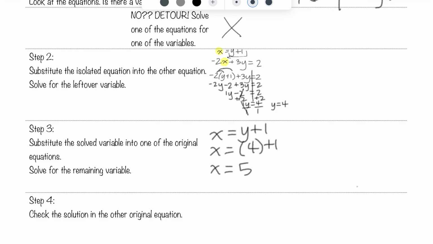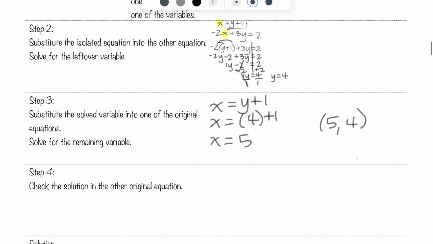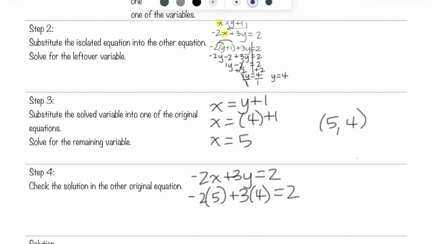I am then going to check this. So right now I think that my solution is 5, 4. I'm going to go up to the other equation, so that -2x plus 3y equals 2. And I'm going to substitute the 5 and the 4 in for the x and the y, and we're going to check to make sure that it is in fact a solution. So this is that case where I'm not sure if these things are equal yet.